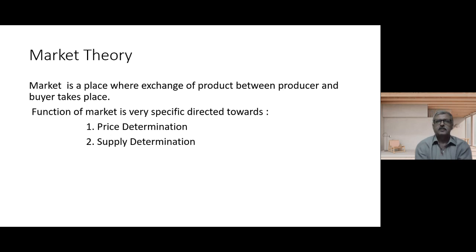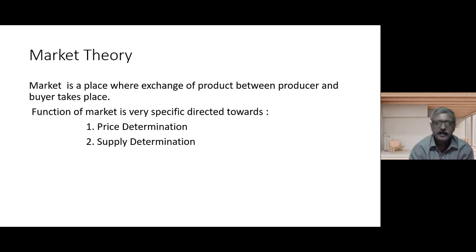So what is a market? Market is a place where this exchange is happening. So one of the important subject areas of economics is exchange. So exchange of goods and services between producer and buyer takes place at market. Market is a place where this exchange activity of products and services is happening between the producer and the buyer.